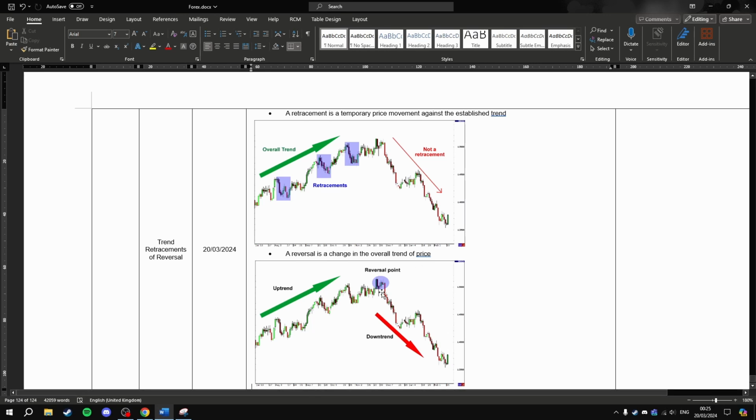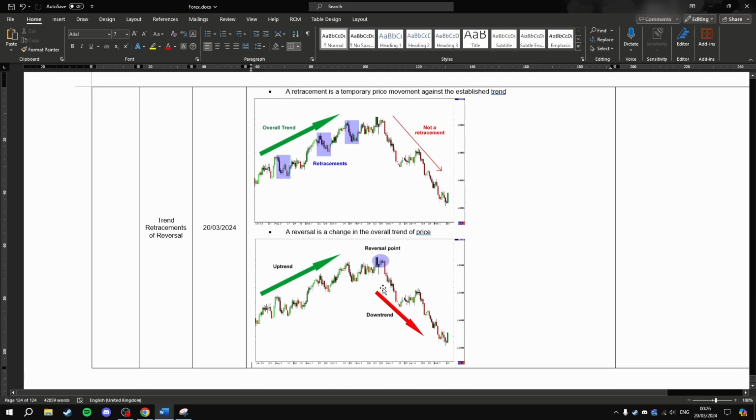But why is that point the reversal point? And why can't it be, oh, I guess it's all that bit there. Yeah, it would be that bit there. I thought I was going to say, why can't it be that bit there? But I don't know, to be honest. Don't know.